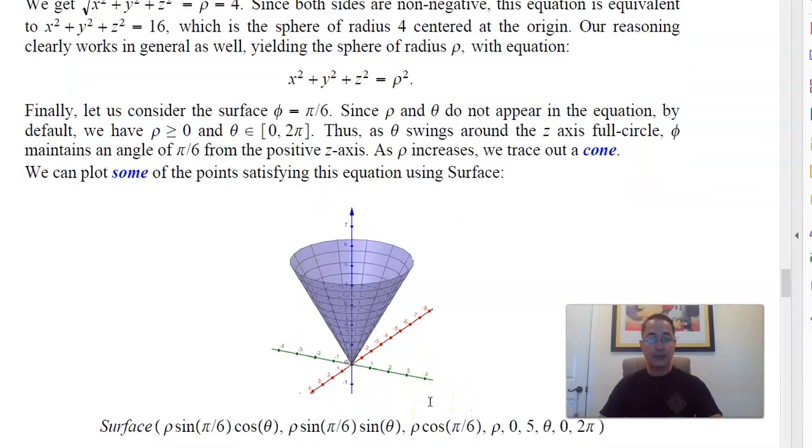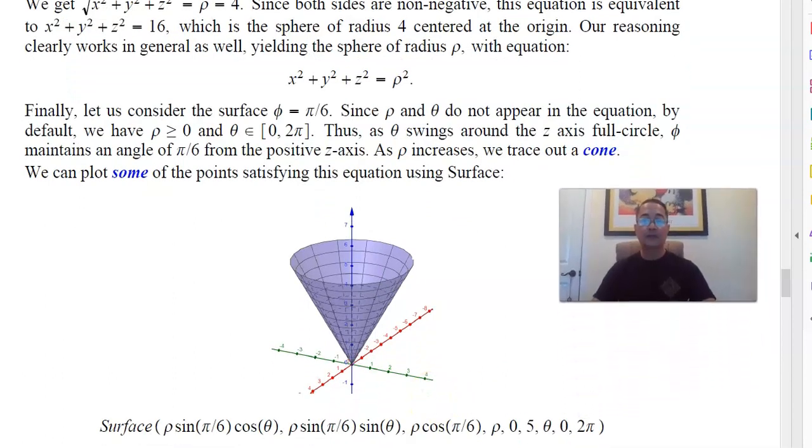Again, we can use surface to trace that curve. Any typos here? No, it's actually correct. So I let my rho go from 0 to 5, and our theta will go from 0 to 2 pi. Our phi is constant at pi over 6. Of course, sine pi over 6 is 1/2. We could have just put that, very easy.